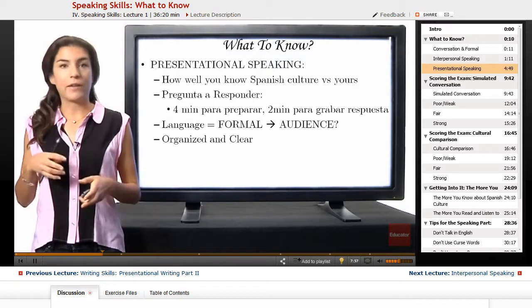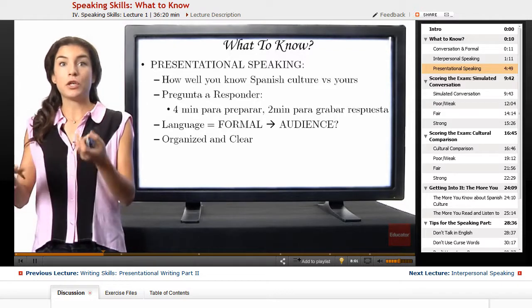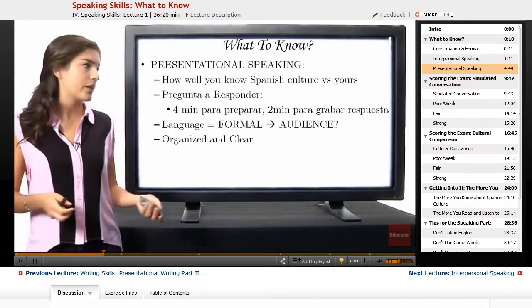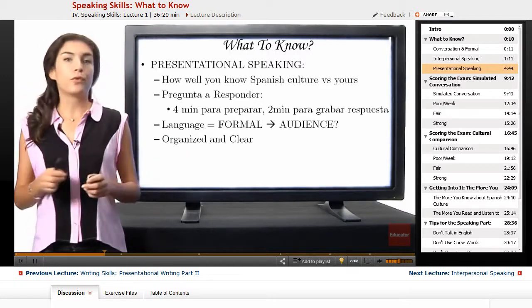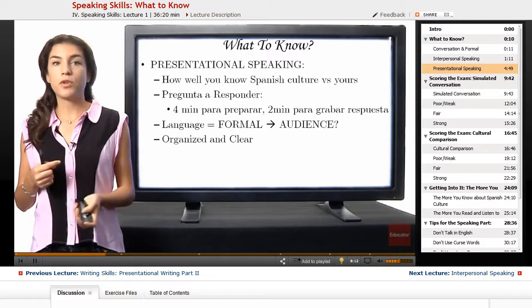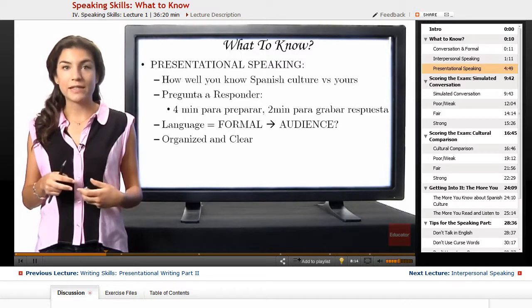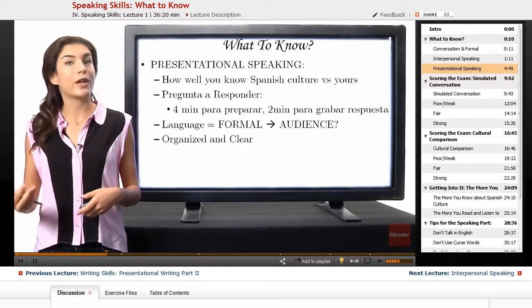For example, is it going to be you, tú? Or is it going to be a formal you, meaning usted? This is important. Who is the audience? Of course, one of the requirements in this part, what they are going to expect from you in this recorded answer, is how clear and organized you are in expressing your ideas.